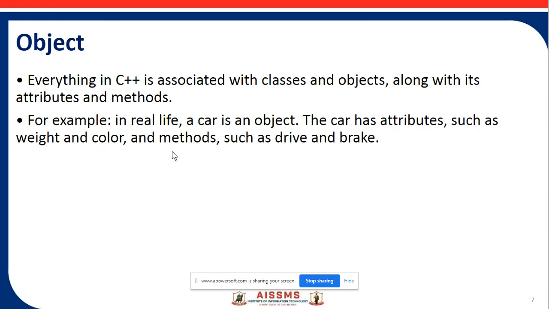What is an object? We can say that an object is an identifiable entity with some characteristics and behavior. An object is an instance of a class. When a class is defined, no memory is allocated, but when an object is created, memory is allocated. Each object contains data and code to manipulate the data.